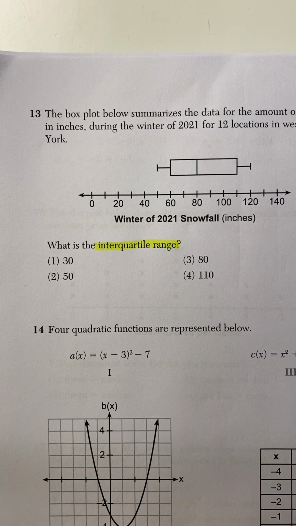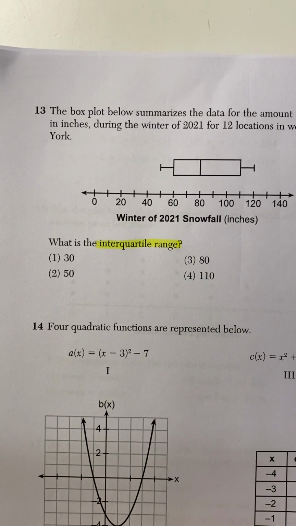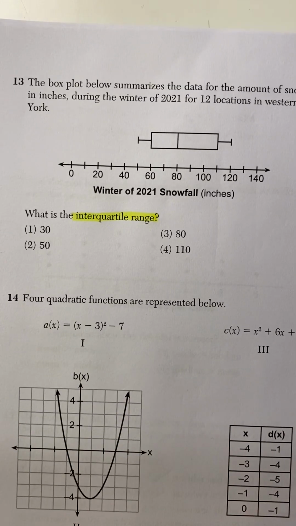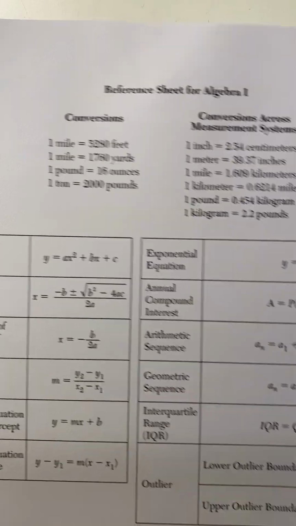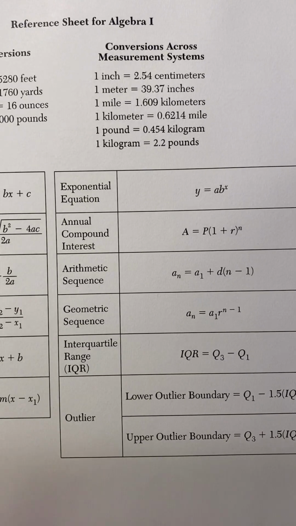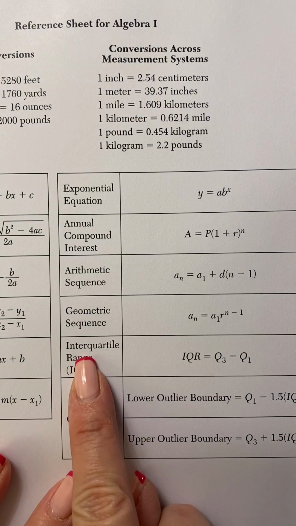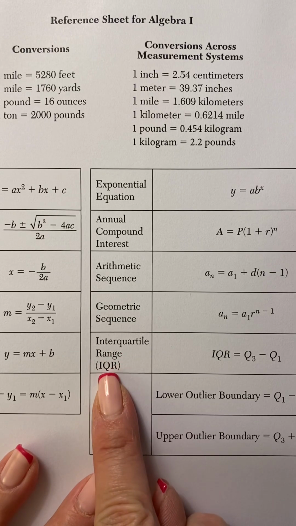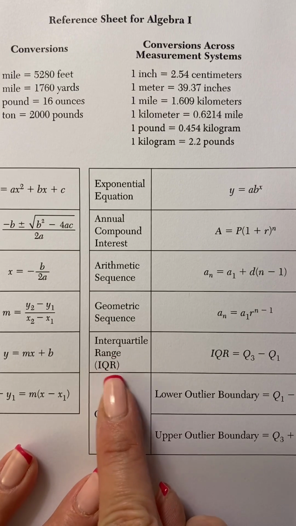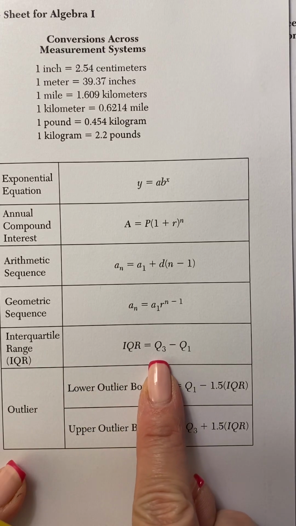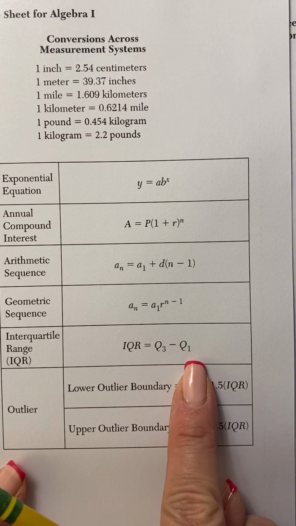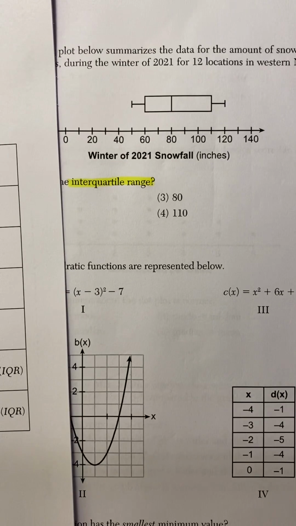So the first thing I'm going to do is say, I want to see what's going on this reference sheet. In the back of your exam, you will have a reference sheet. Look at the reference sheet. Know what's on your reference sheet, but more importantly, know what's not on it. The interquartile range is right here, abbreviated IQR. And to find the IQR, you're going to take quarter 3 and subtract quarter 1. So I'm going to write that here on my paper.